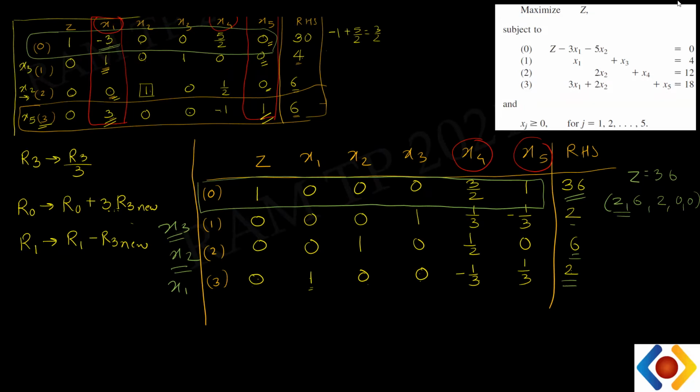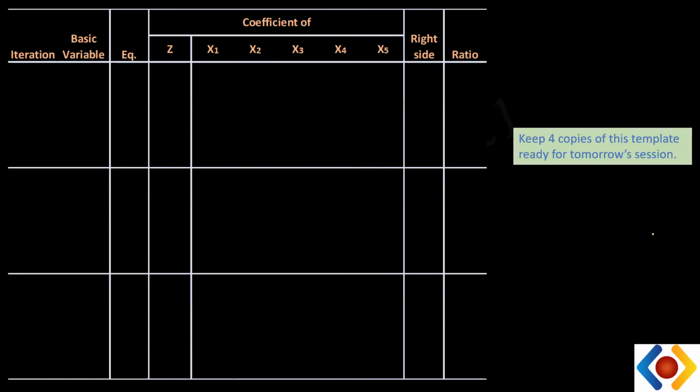Because here X3 is 2. Yes, you are right. So X3 is 2. Then X4 and X5 are non-basic, so they are 0. They become 0. I will show the table again. Sir, will you upload this annotated one? Yes, I will upload the annotated slides even today. Don't worry.